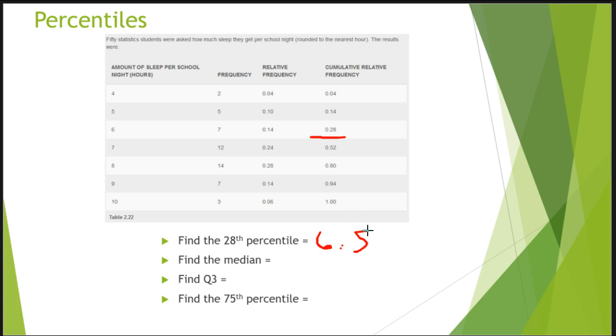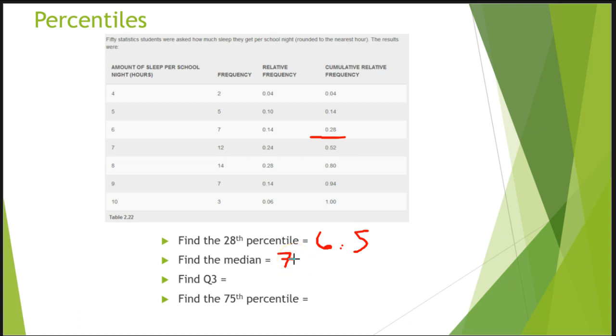Now to find the median, we're going to look again at the cumulative relative frequency column and find 0.52. So the median is the 50th percentile or the second quartile. So 50% of 50 is 25. There are 25 values less than the median. They include the 2 4s, the 5 5s, the 7 6s, and 11 of the 7s. So the median, or the 50th percentile, is between the 25th and 26th values, which are both 7. So the median is 7.